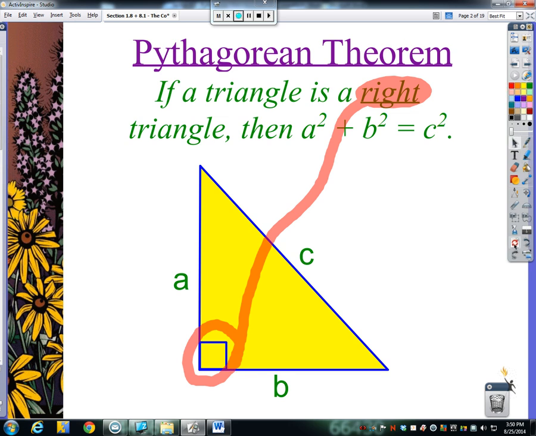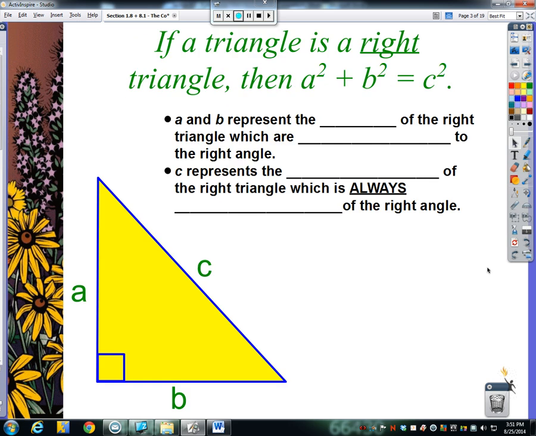So if we have a right triangle with a right angle in it, then a squared plus b squared equals c squared. Now, does it matter which sides are a, b, and c? Yes and no. The c is absolutely the most important side to identify. The other two sides, the a and the b, really don't matter if you mix them up. So a and b represent what we're going to call the legs.